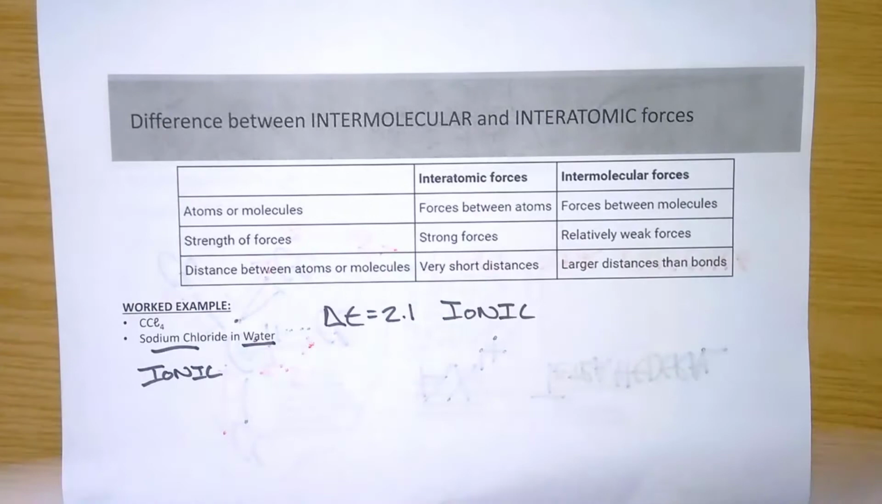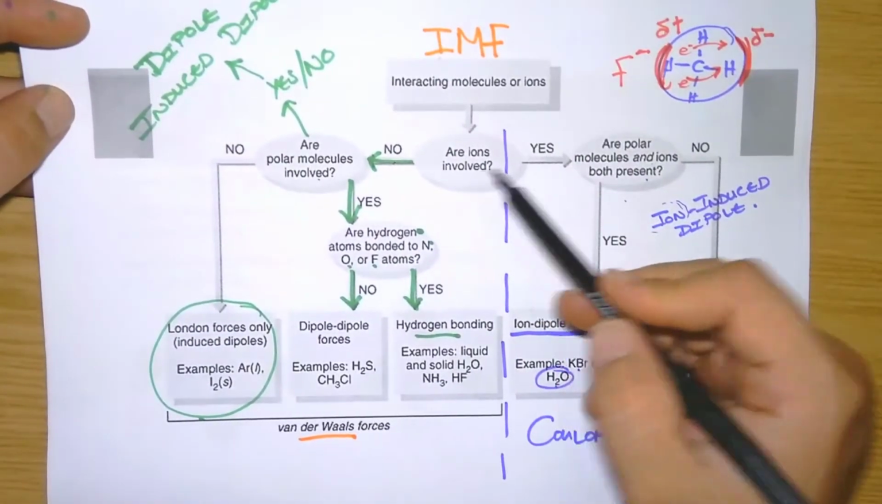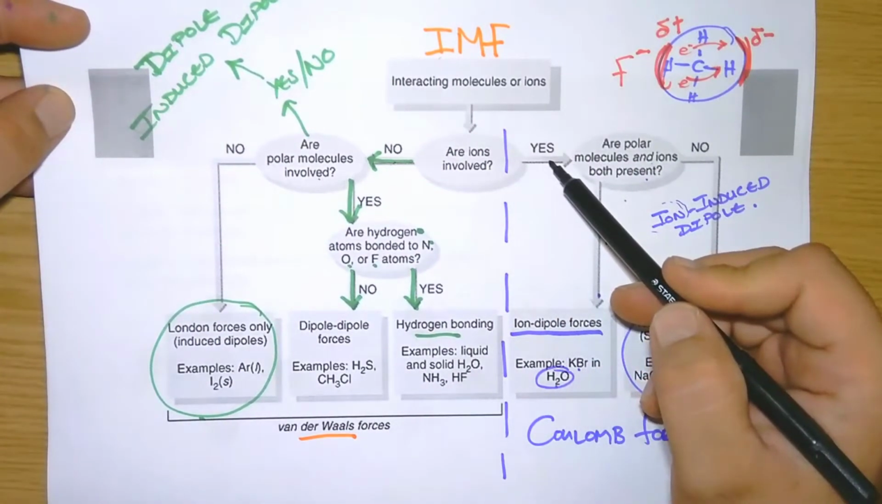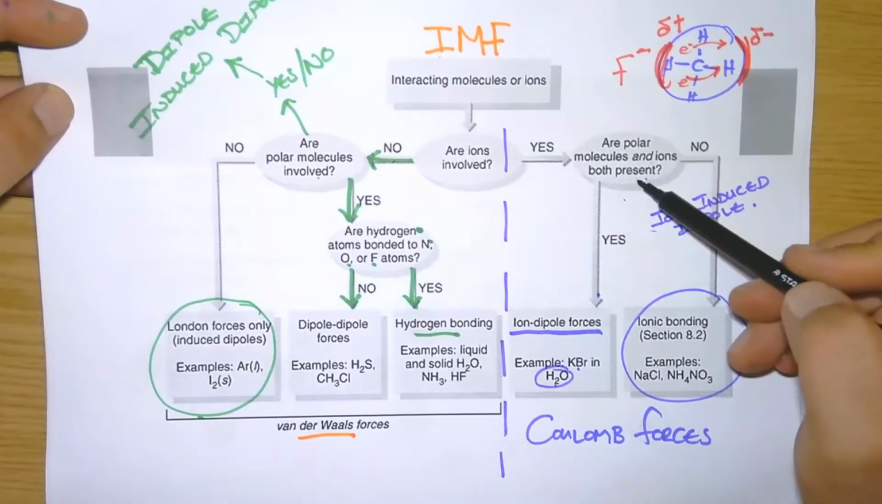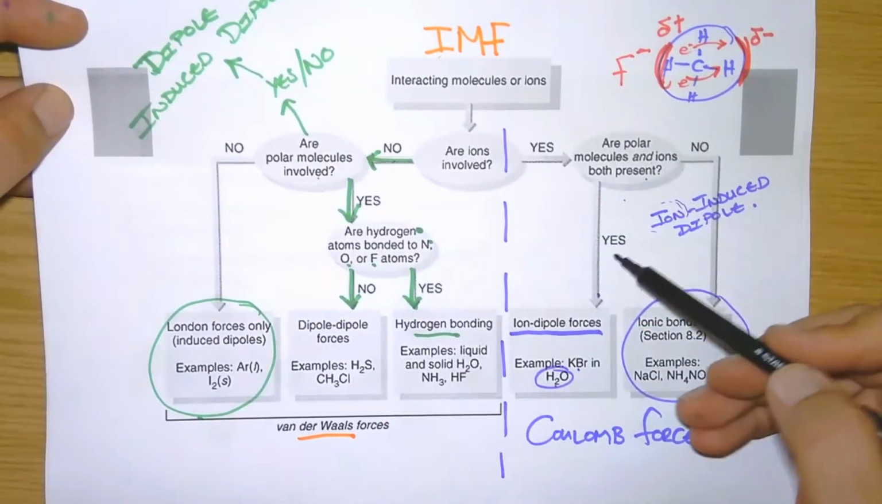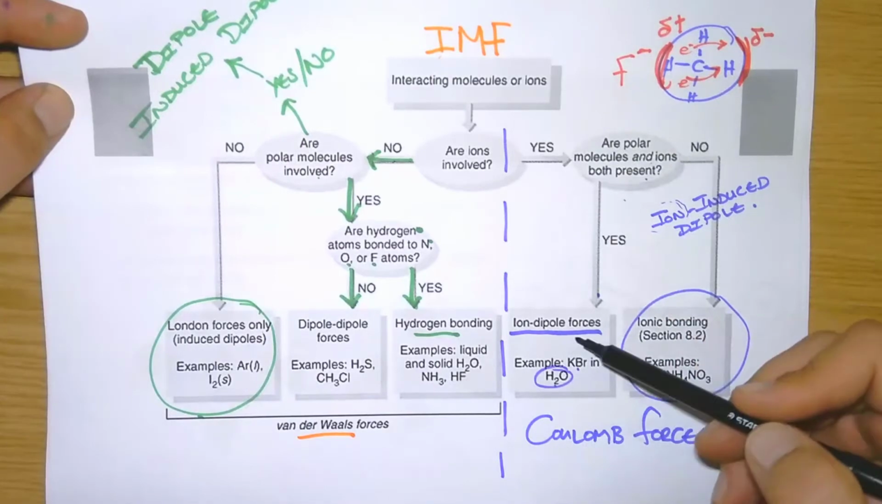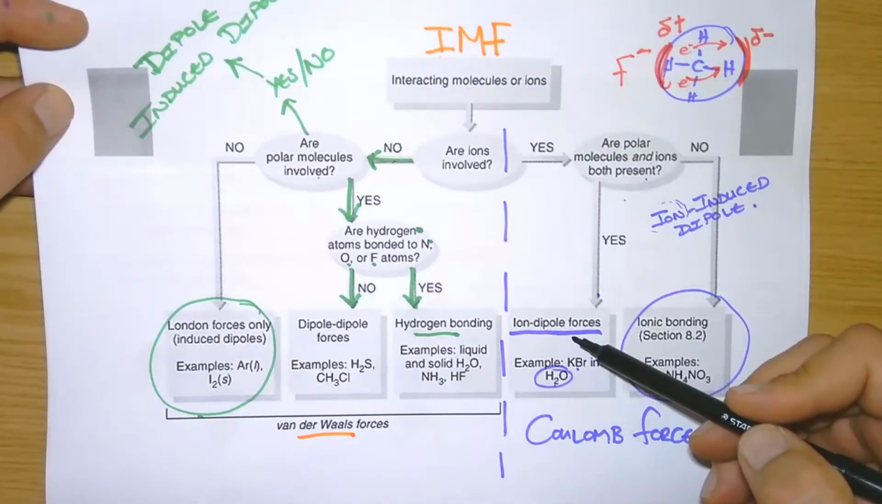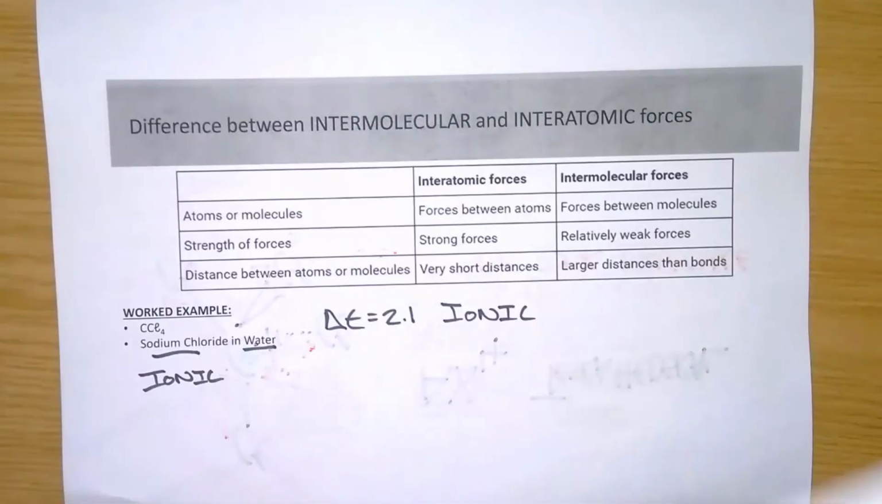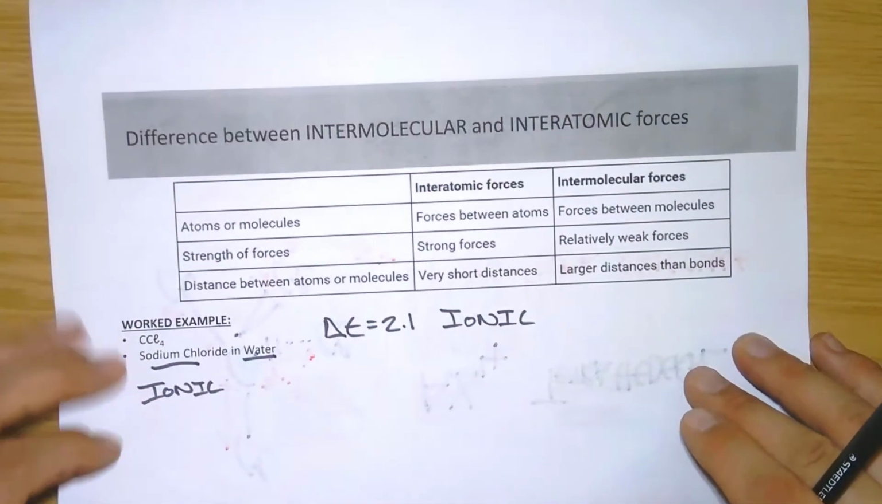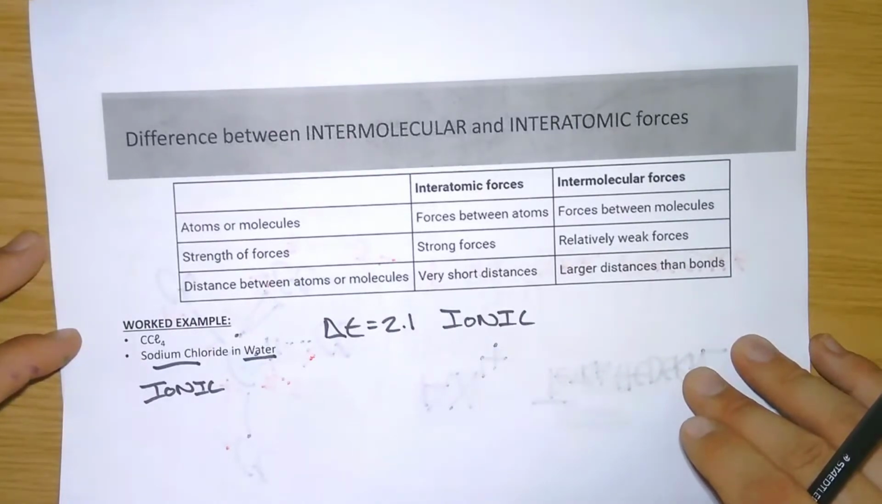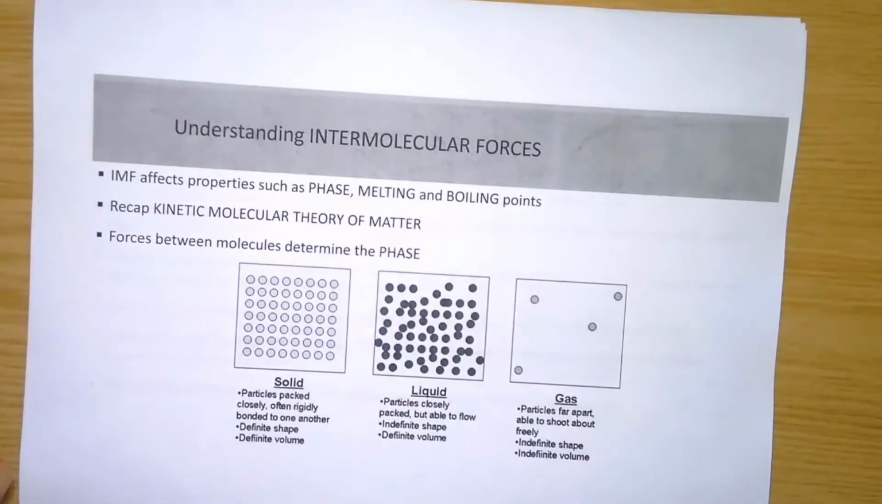So again, we can go and we can say, right, are there ions involved? Yes, there are. The sodium chloride forms ions. Are there polar molecules and ions present? Yes, because we have the sodium chloride that forms ions, but we also have the water molecule that's polar, and we can see that we have ion-dipole forces. Okay, so it's incredibly important for you to memorize what is required for each one of our intermolecular forces to actually form.